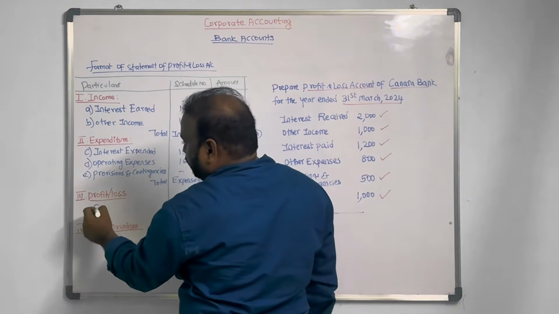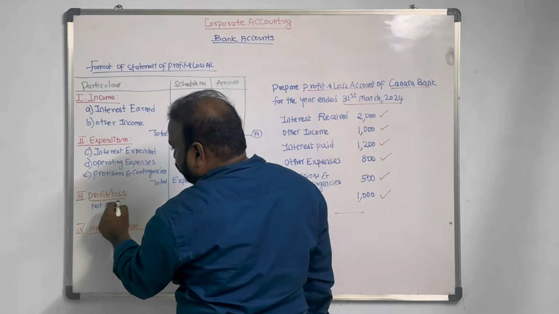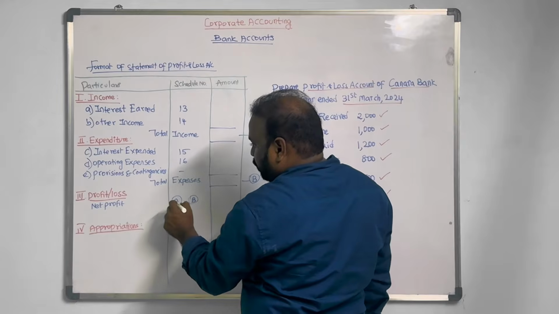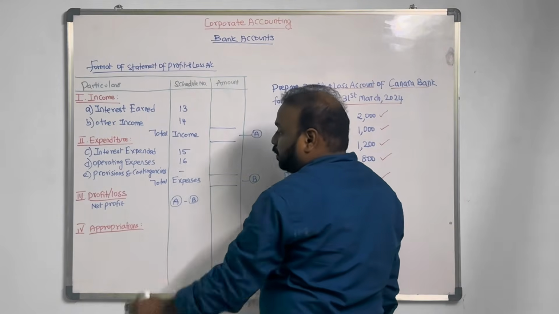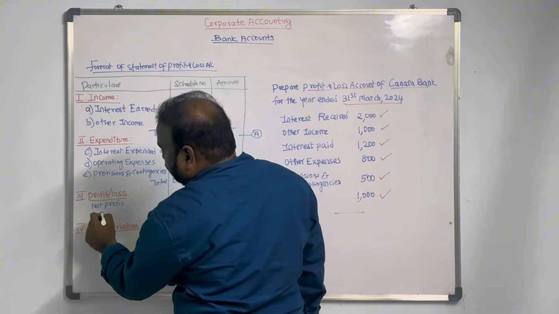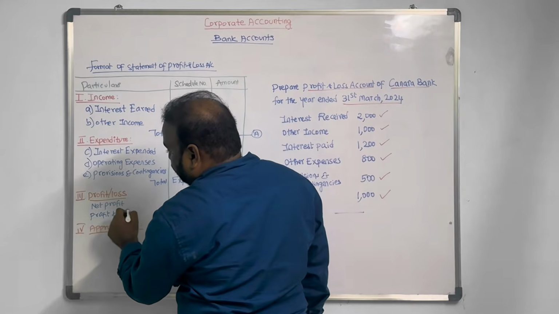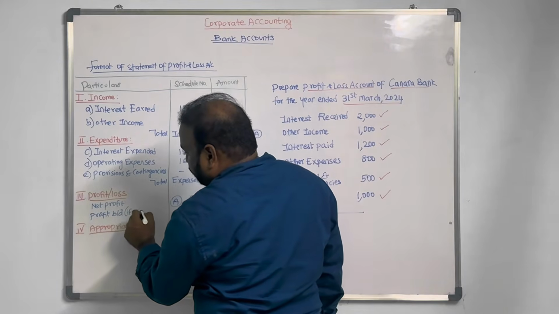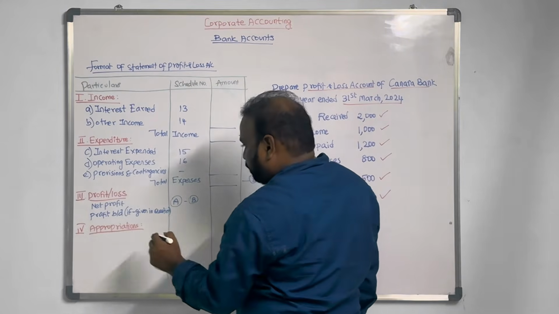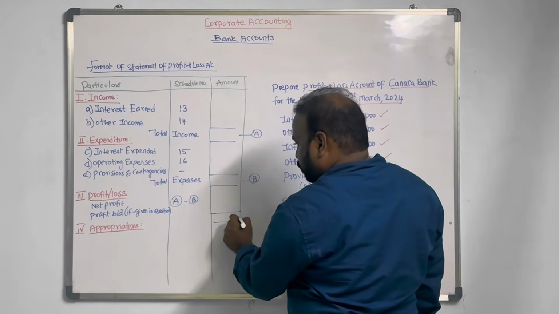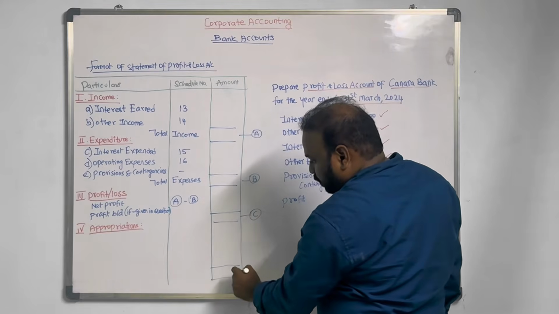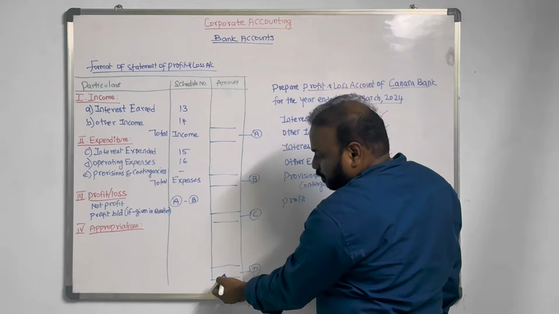Then Roman letter 3, profit or loss, net profit, A minus B. A refers to total income, B refers to total expenses. Then profit brought down. If profit is given in the question, we need to bring it here. Then we have to total, there is no heading, it is called C. The moment you find the total of C, the same should be entered here for D.